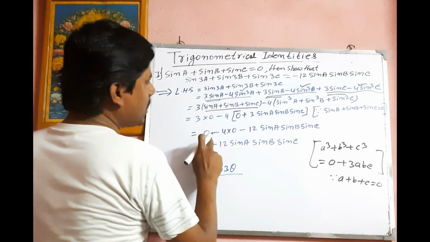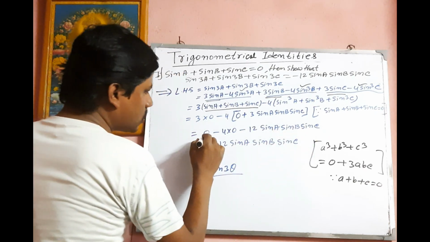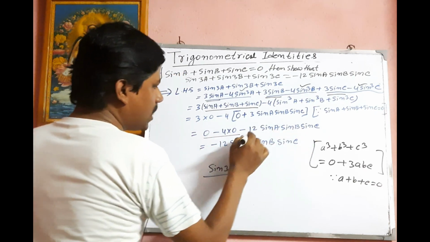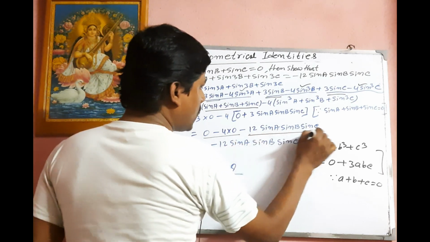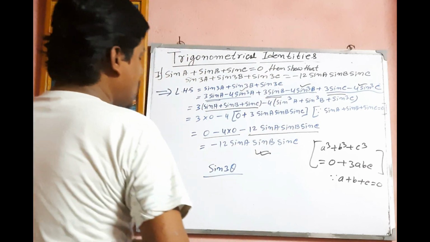Now multiplying by 4 we get these lines, and now since these are 0, this will vanish, and minus 12 sin A, sin B, sin C is there, which is our required result.